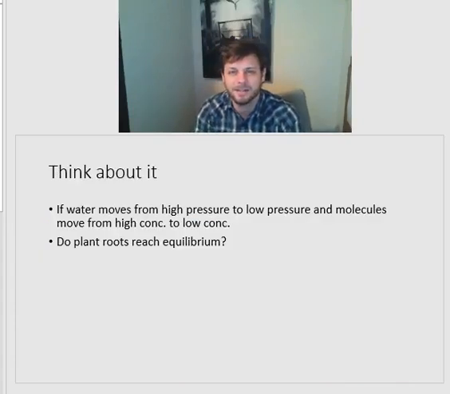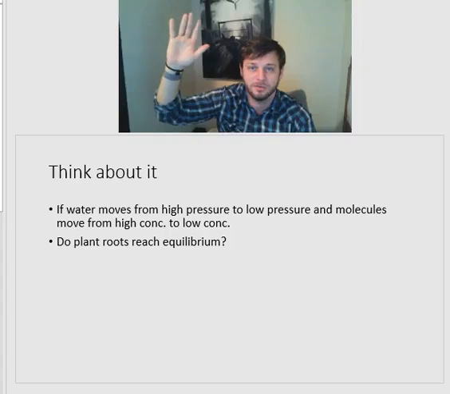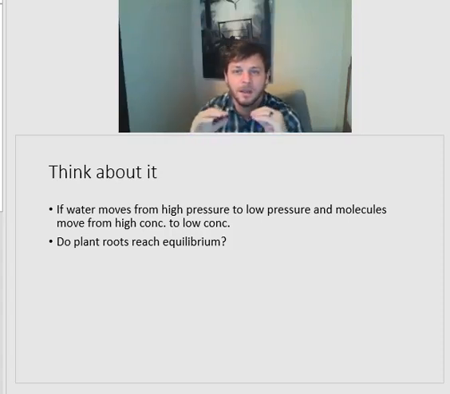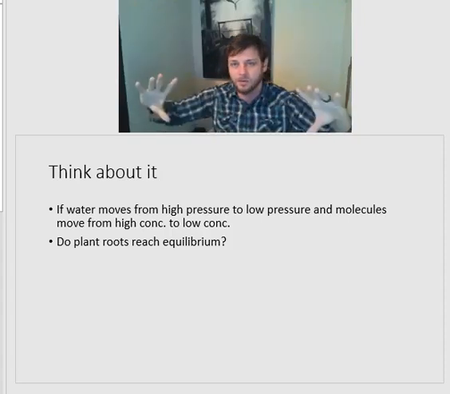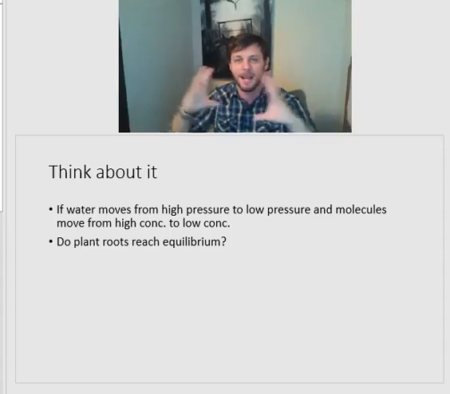So, going back to some basic biology, we talked about osmosis, how water moves from high pressure to low pressure. We talked about diffusion, how molecules move from high pressure to low pressure. Now, how does this work with plant roots? Do they ever reach an equilibrium? Do plants ever go, I have enough water, I'm not going to bring any more water in, and I've lost enough nutrients that we are now equal between the environment and the root?